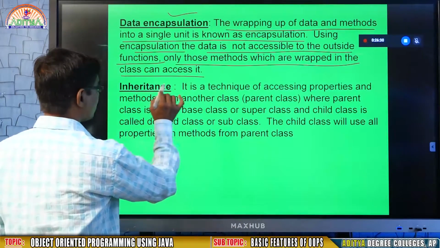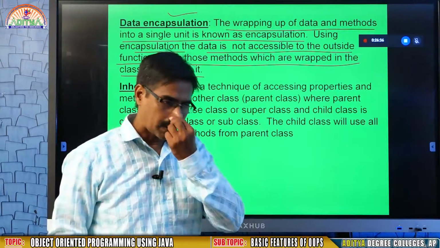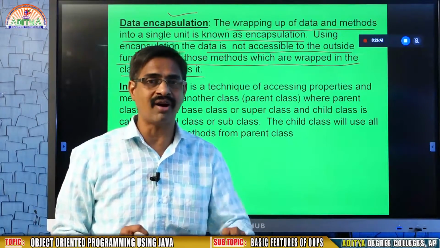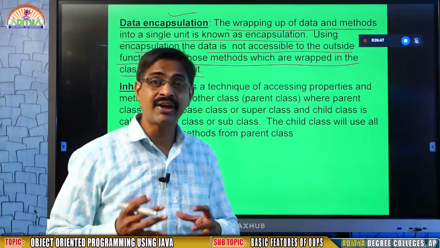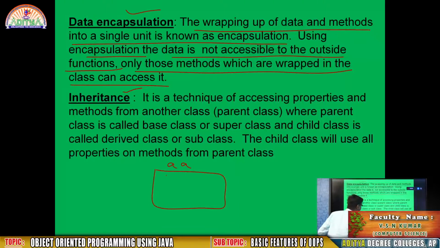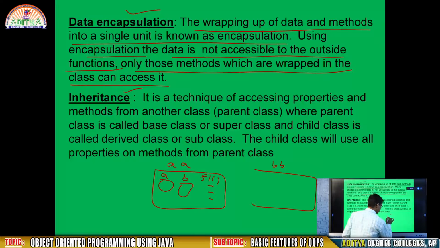Okay. The next one, inheritance. What is meant by inheritance? The major actor or the major programming code in Java is classes. From the class we are going to create objects. Now assume there is an object AA, there will be variables A and B, and a method F1, and there is another object BB. Both objects are created from the same class. Assume the same class.